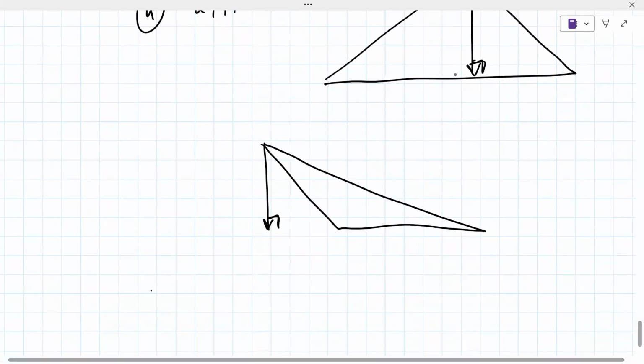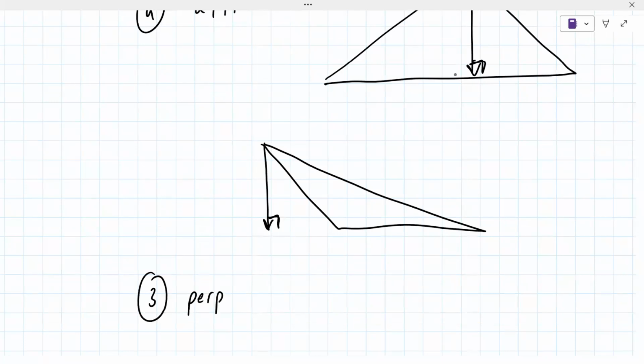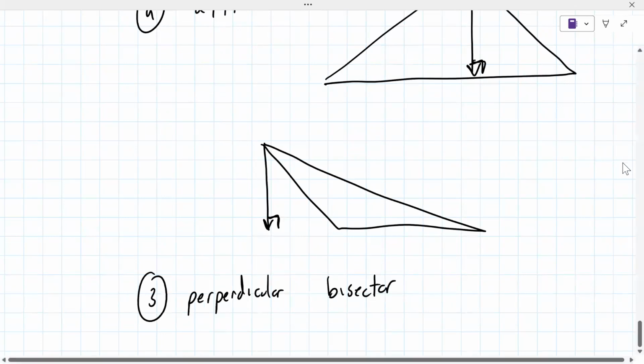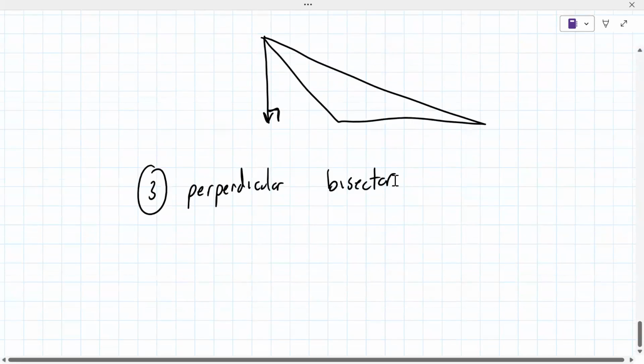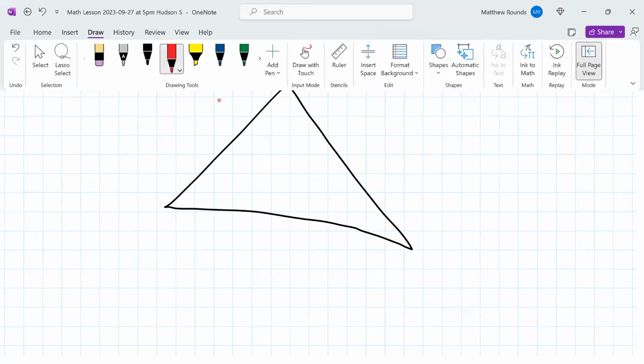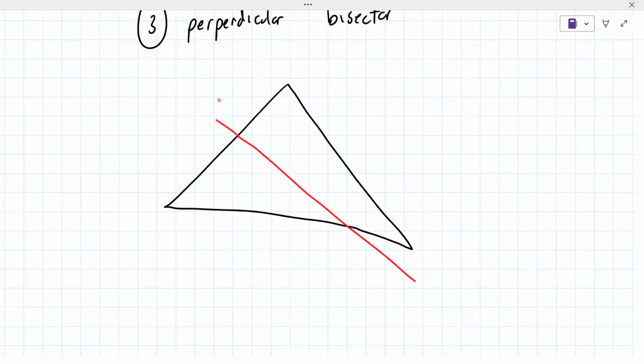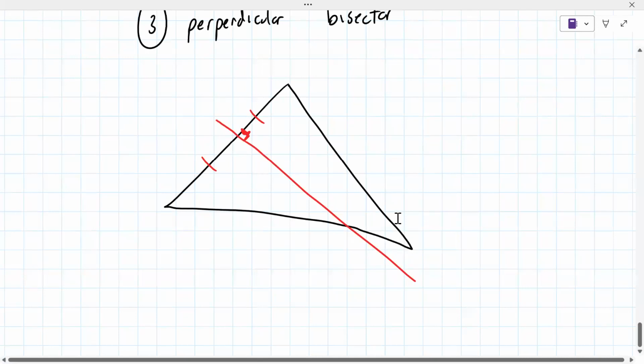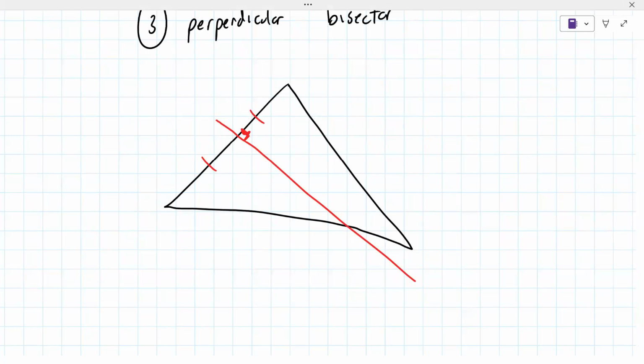And then the third one is what's called a perpendicular bisector. Have you heard of this before? I don't. I mean, I might have. Okay, so we take a triangle like this one, and what it does is it cuts in half whatever side you have, but it doesn't necessarily go through the vertex. You'll see that in a future class.